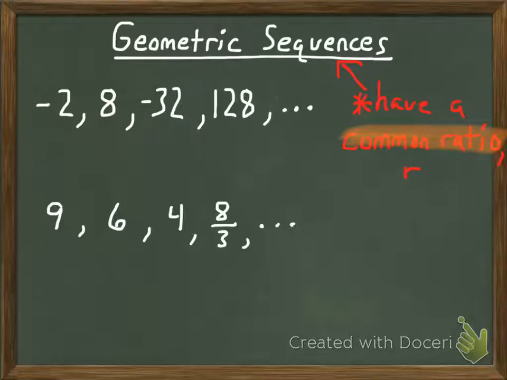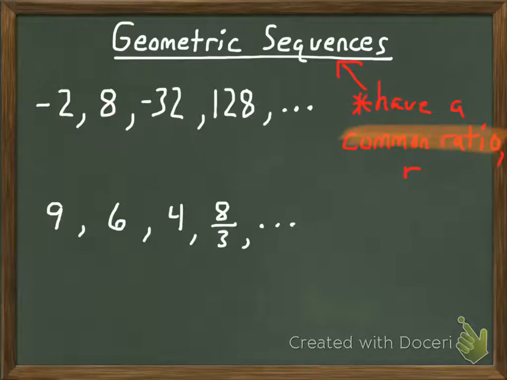Now, you can see that in this first sequence, if you continually multiply by -4, it will keep getting you the next term in the sequence, right? It might be a little bit tougher to see right off the bat here, but in this sequence, if you kept multiplying by 2/3, you would get the next term in the sequence, right? 6 is 2/3 of 9, 4 is 2/3 of 6, 8/3 is 2/3 of 4, and so forth. And so that number that you would repeatedly multiply by is called that common ratio.